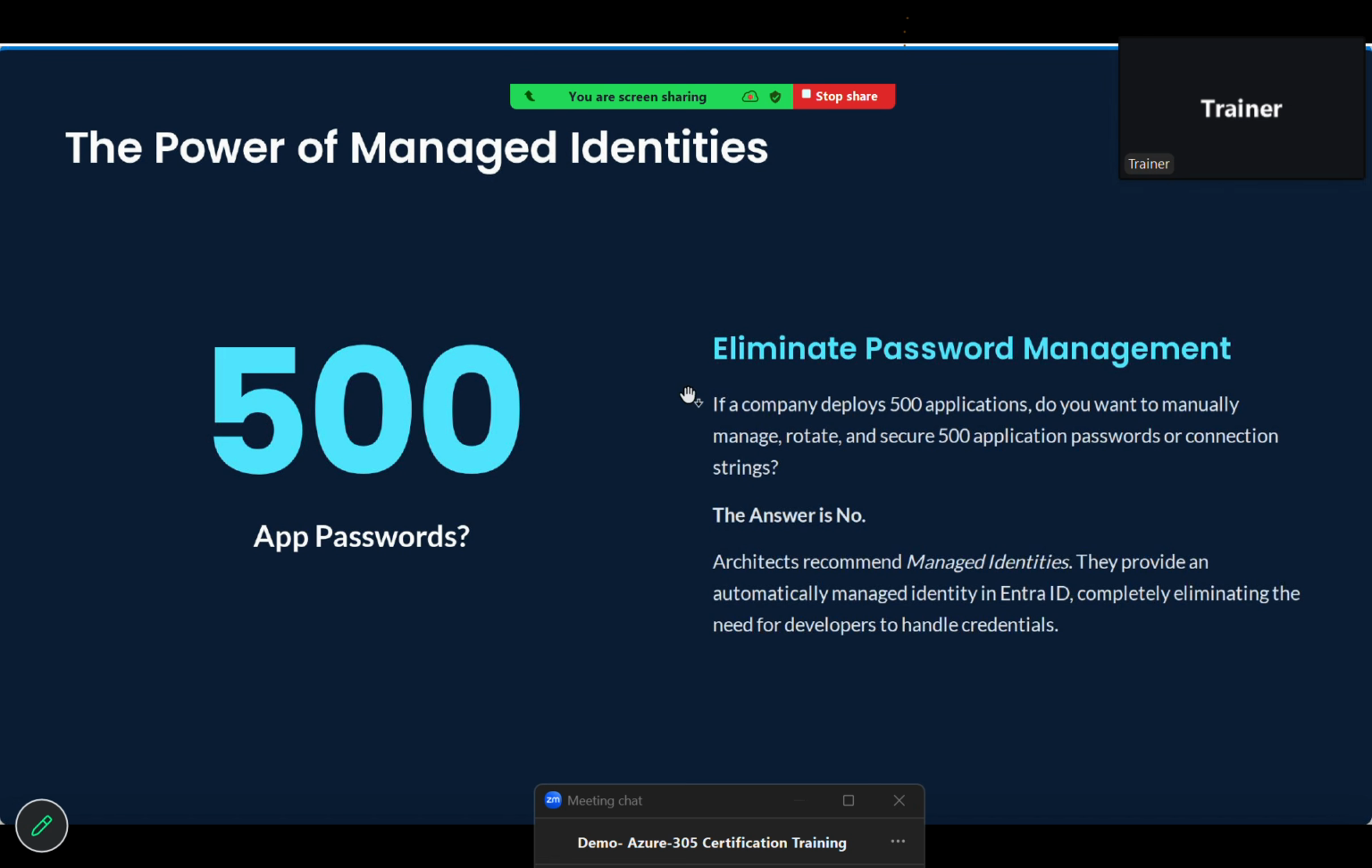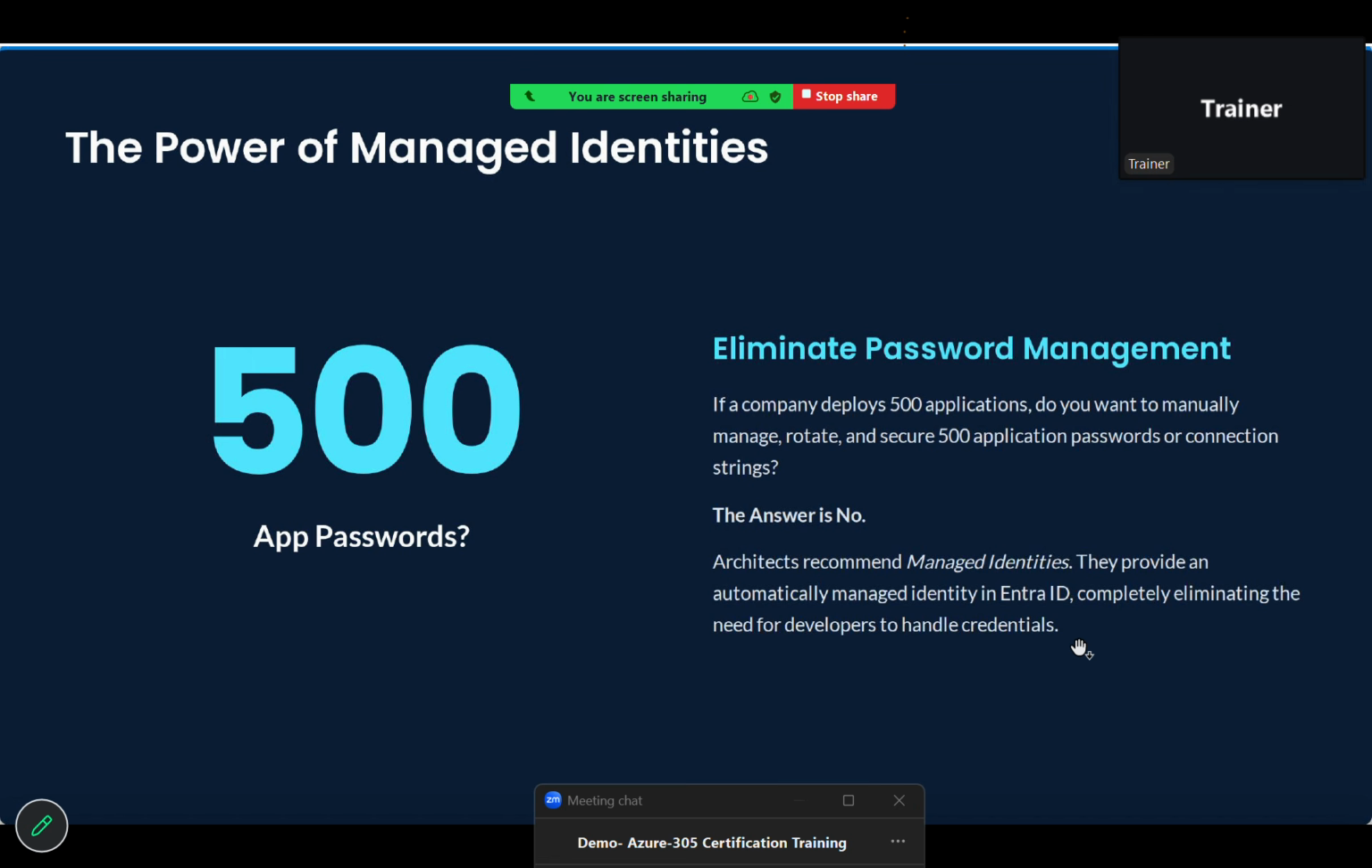So if you see here, if an architect recommends the managed identity, it is because it provides an automatically managed identity in Entra ID, completely eliminating the need for the developer to handle the credential.